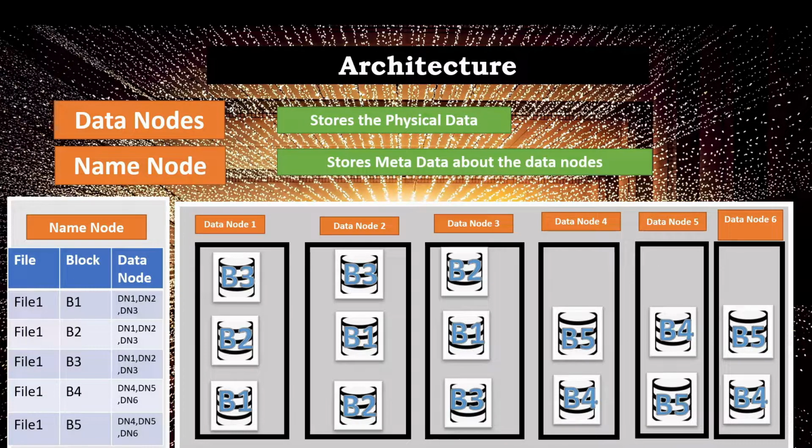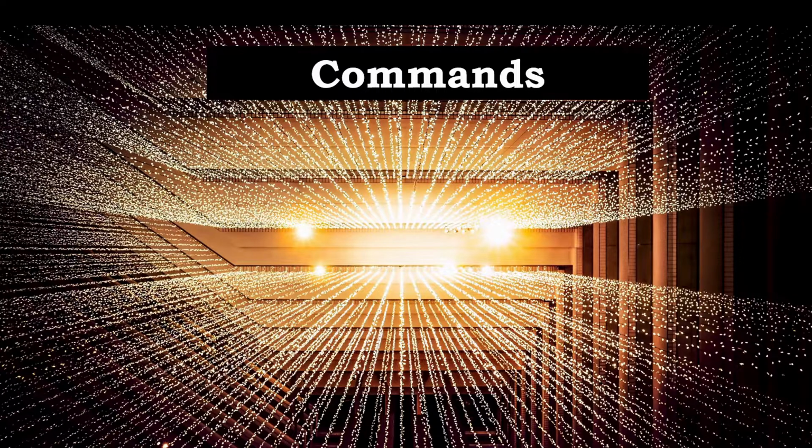So whatever data we need, first we check in name node like where it is available, and accordingly we can directly go to that data node to access that particular data. The default block size in HDFS is 128 MB. You can change it if needed. Now let's get into the commands.